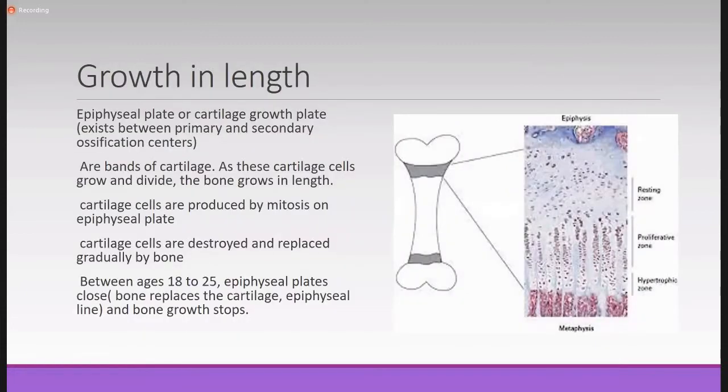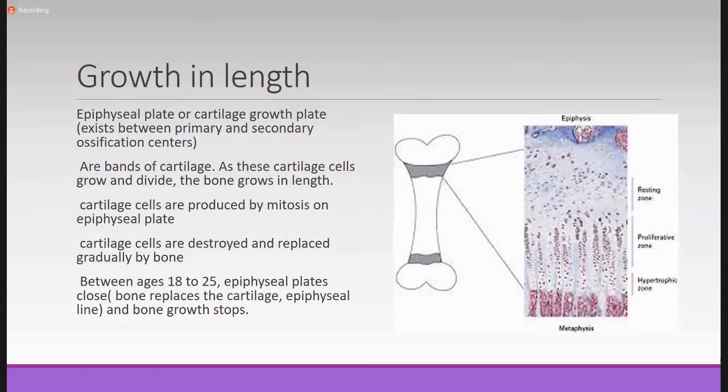Take the growth in length of the bone. The epiphyseal plate, or the cartilage growth plate, exists between the primary and the secondary ossification center. Again, the shaft has the primary ossification center, whereas the secondary ones are towards the epiphysis, where we have the bands of cartilage. As these cartilage cells grow and divide, the bone grows in length. So this is the area where we will have the activity of the osteoblasts and the osteocytes taking place, such that the bone grows in height or length.